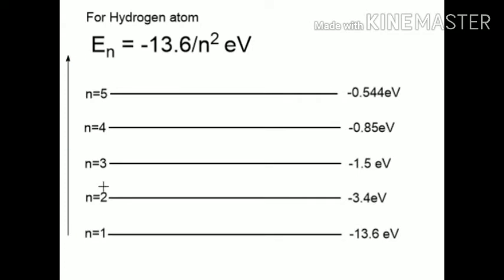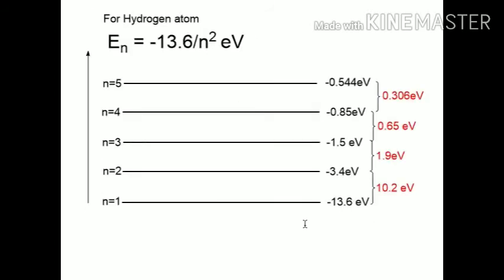Energy keeps increasing as we go up from n equals 1. Try to calculate the energy difference between the successive higher energy level and lower energy level. That means, what is the energy difference between 1 and 2, between 2 and 3, between 3 and 4, between 4 and 5. So if I calculate the successive energy differences, then between 2 and 1 the energy difference is 10.2 electron volt.